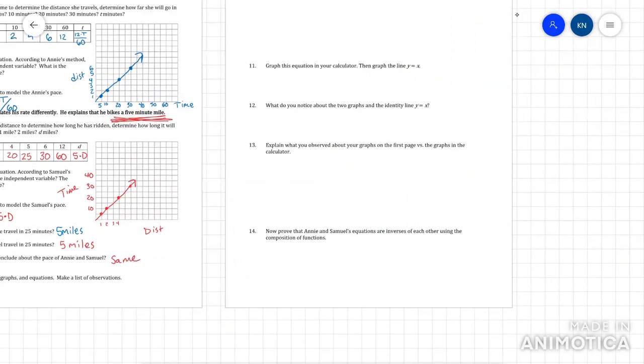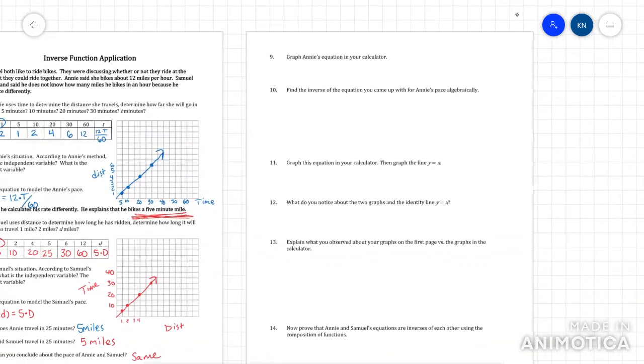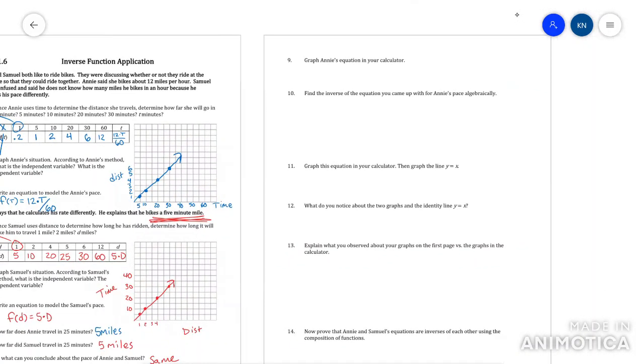All right, now the last thing that I want to show you is on this next page. They want you to find number 10, find the inverse of Annie's pace, or the inverse of that equation. So her function of time was 12 times time divided by 60. Sorry, hold on. Okay, now they want the inverse of this. So we learned we switch the x and y. So imagine this is really like the letter x because it's your input, and this is really like your letter y because it's your output. So go ahead and switch those.